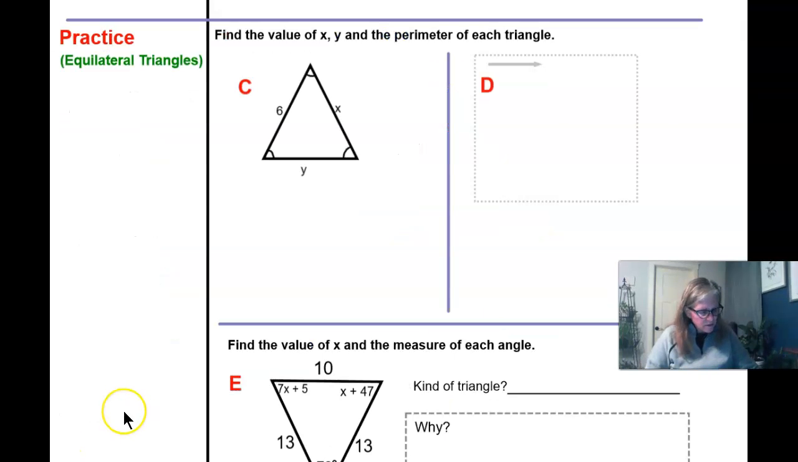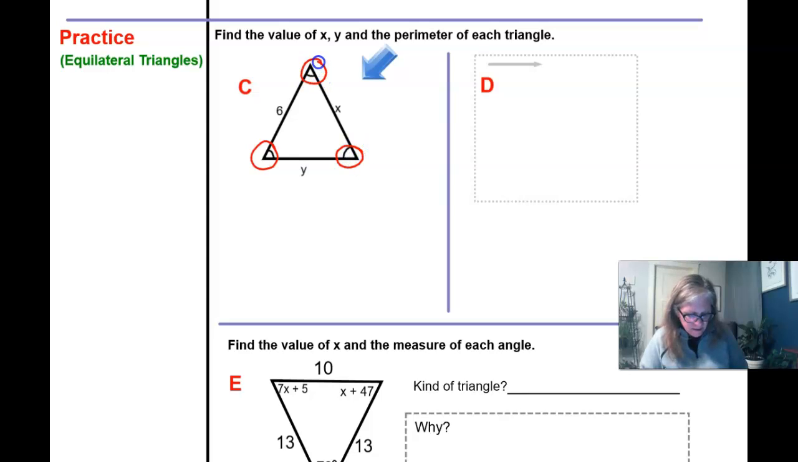All right, so now we're down here on our practice problems. And the first thing that I notice about this problem when I look at A is I notice that I have equal angle marks in all 3 corners. So I look there and I have the same mark in all 3 corners. So for this question, I know that all 3 angles are the same. That means all 3 sides are the same.